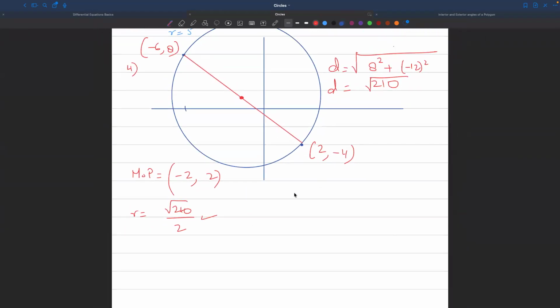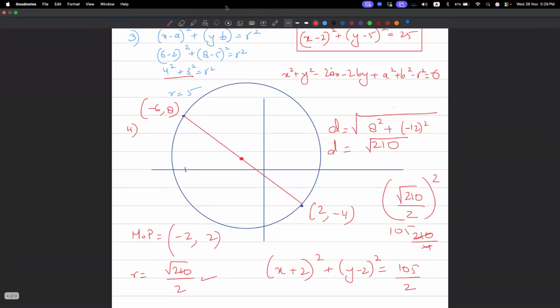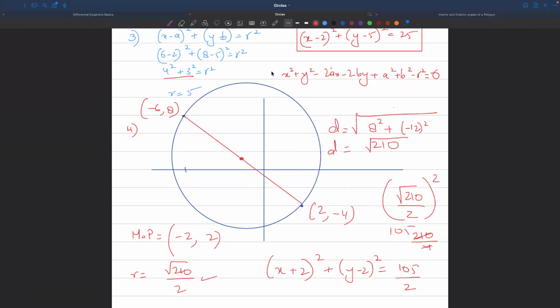How do I write my equation? (x plus 2) squared plus (y minus 2) squared is equals to the square of this number. So what is the square of root 208 upon 2? 208 upon 4. 52. This will be the equation of the circle. Okay? Those who are online, are we clear so far? Ahmad, Ali, Mustafa, Uruj, and Wajiha.